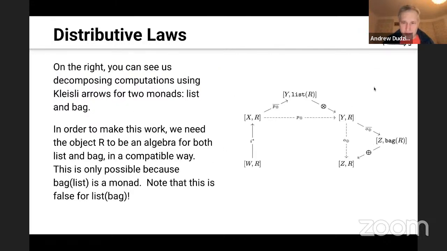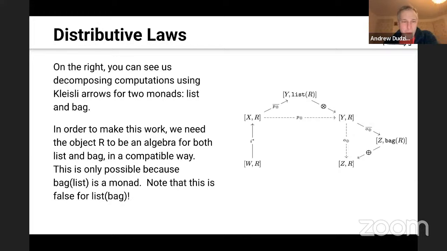Well, first of all, here's a figure from our paper, and if you squint a little bit, you can see that we're factoring a computation through Kleisli arrows, namely Kleisli arrows for list and for bag. Now, for this to work, we need our R to be an algebra for list, and an algebra for bag, and we need those structures to be nicely compatible somehow.